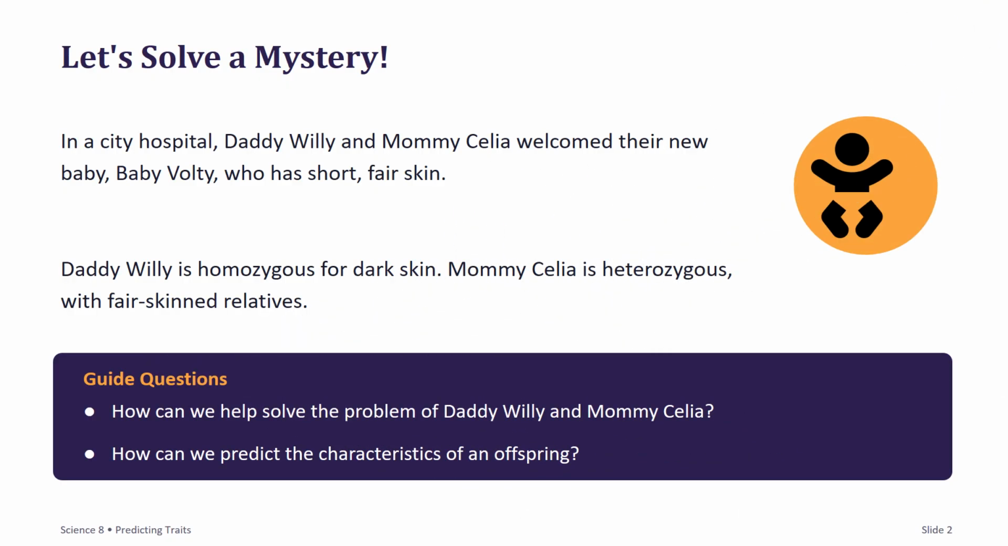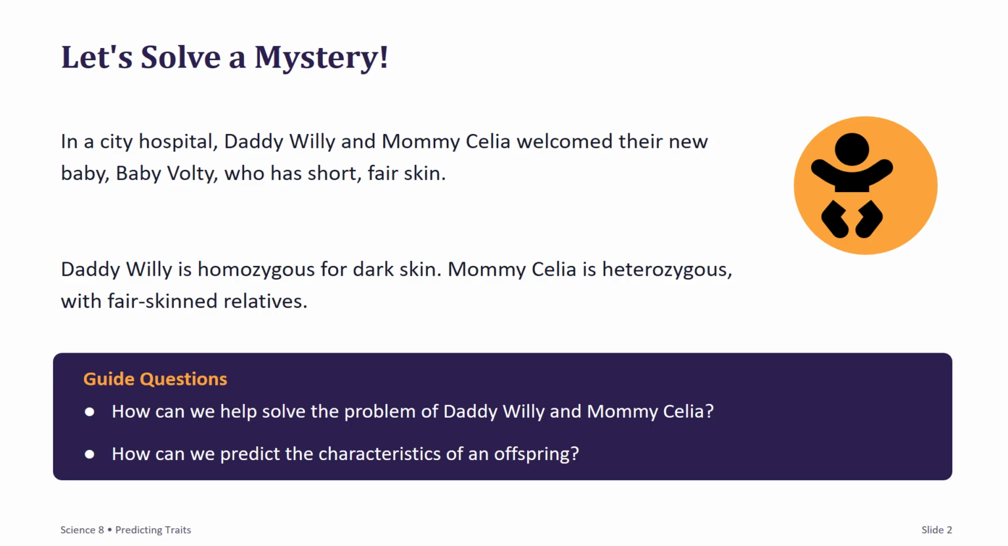Let's start with a story. In a city hospital, Daddy Willie and Mommy Celia welcome their new baby Volty, who has short, fair skin. Daddy Willie is homozygous for dark skin. Mommy Celia is heterozygous, and she has fair-skinned relatives. Mommy Celia is worried. She thinks the hospital may have mixed up their baby. Could baby Volty really be their child?